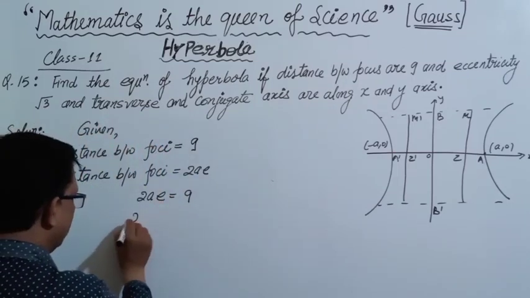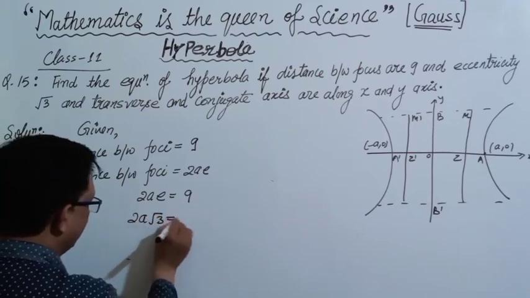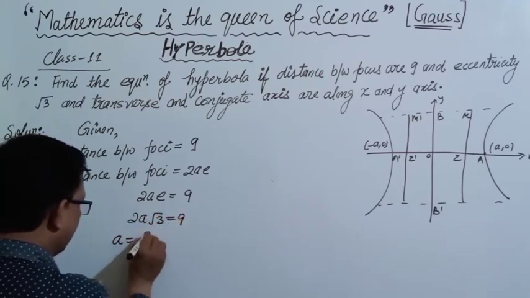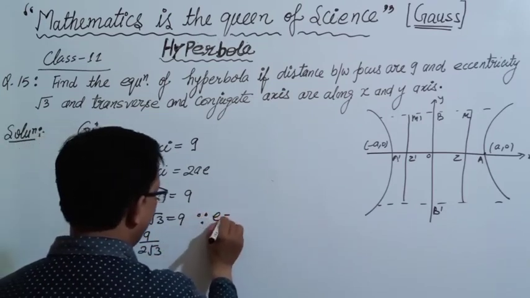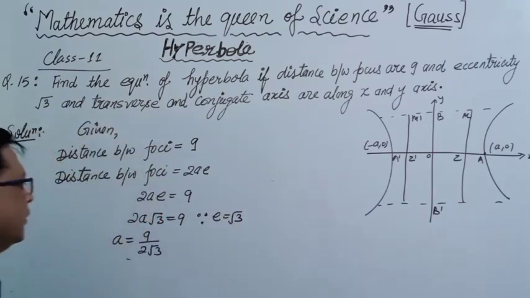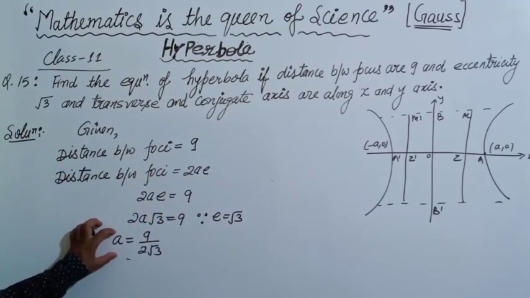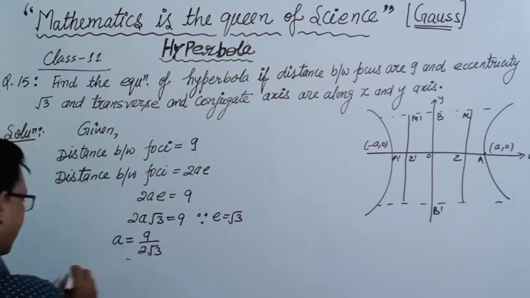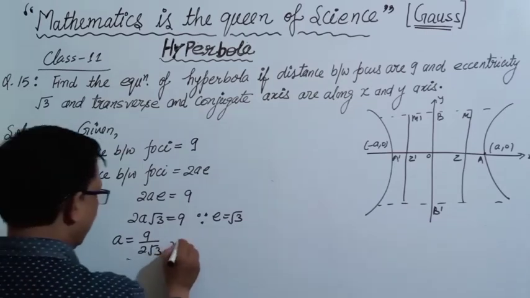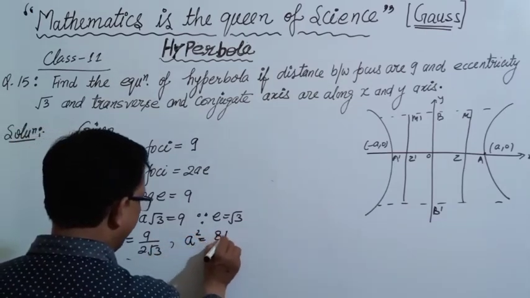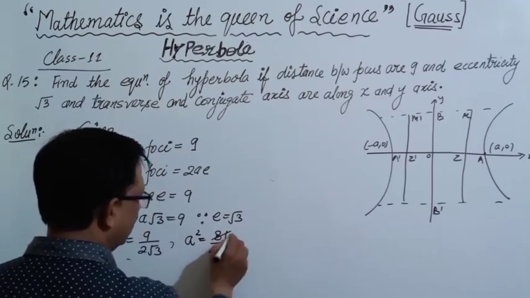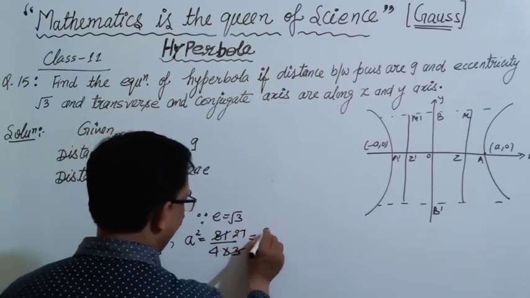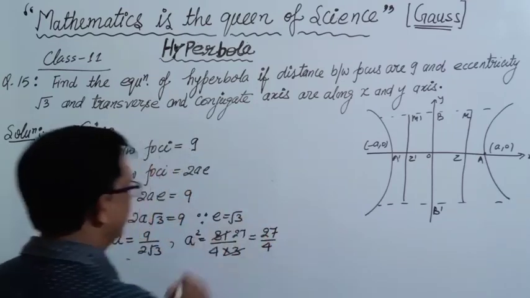So here we substitute: 2A root 3 is equal to 9. It means A is equal to 9 upon 2 root 3. So students, we find the value of A. Now what is the value of A square? Let us see here. A square is equal to 81 upon 4 into 3. This is cancelled out, this is 27. It means A square is 27 by 4.